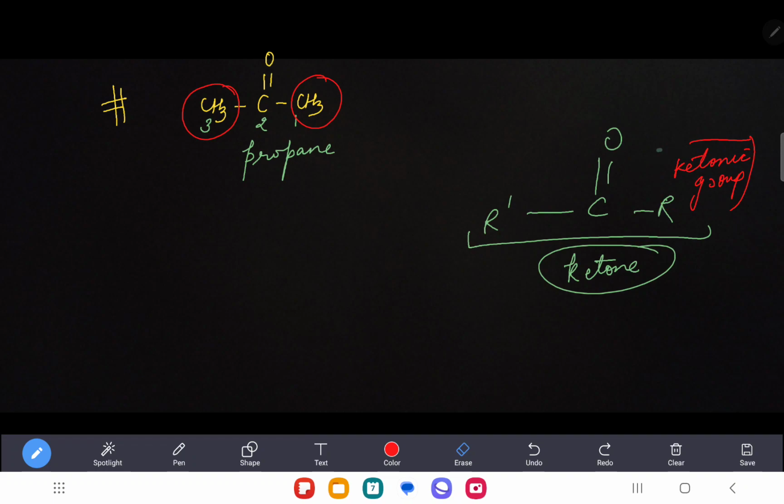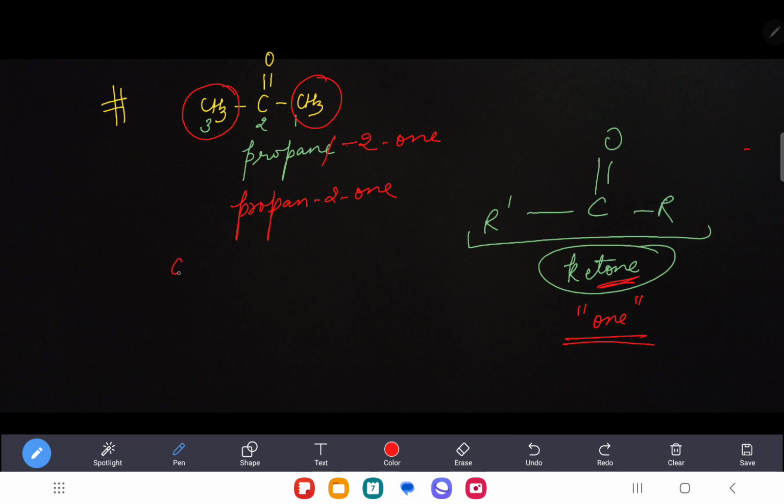Okay. So what do you think we have right here? The name should be propanone because obviously it is a ketone group. So ketone has a suffix one. Yes or no? So that shall become propanone, and drop the E. So it is going to become propane, and by one it should be two. Propan-2-one, because it is on the second carbon. And the common name for propanone is acetone.